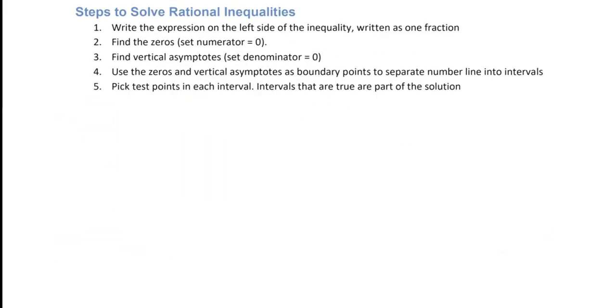To solve a rational inequality, we first write the expression on the left side of the inequality as a single fraction. Step 2, find the zeros by setting the numerator equal to 0 and solving. Next, find vertical asymptotes by setting the denominator equal to 0 and solving. Step 4, we use the zeros and vertical asymptotes as boundary points to separate the number line into intervals. Finally, we pick test points in each interval. Intervals that are true are part of the solution.